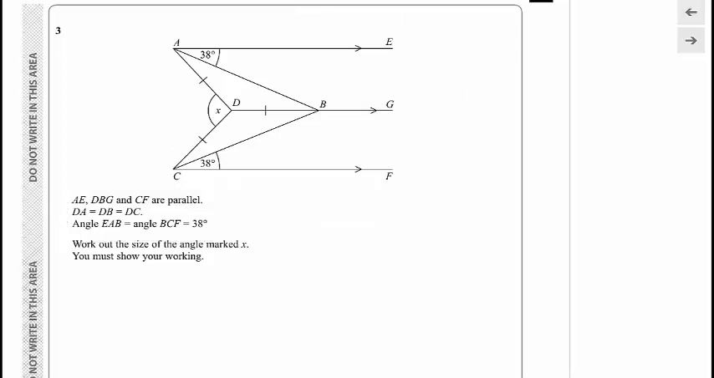So I've been told that AE, DBG and CF are parallel. So there's AE, there's DBG and there's CF, and they're all parallel. Yeah, that looks about right. I'm happy with that. I've then been told that DA is equal to DB is equal to DC. Well, there's DA, there's DB, and there's DC. So they're all equal. Yeah, that looks about right. I'm happy with that. And then I've been told that angle EAB.